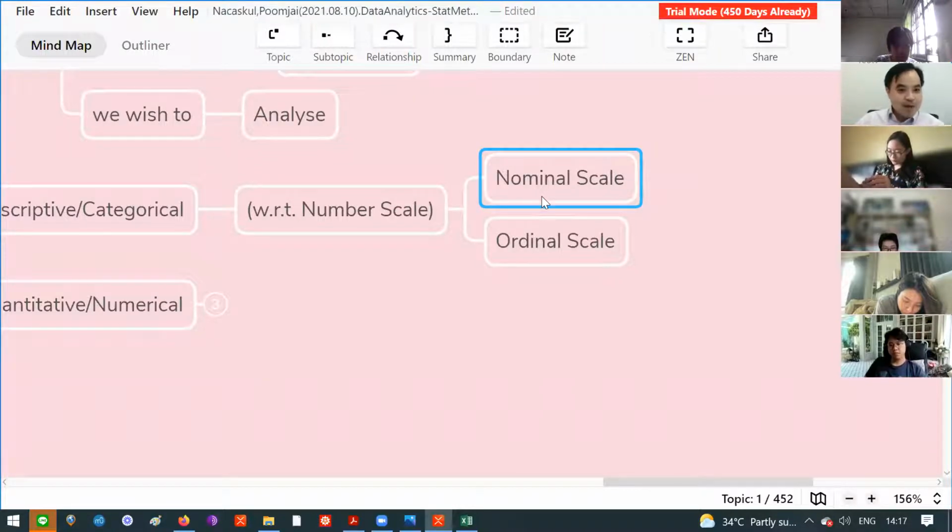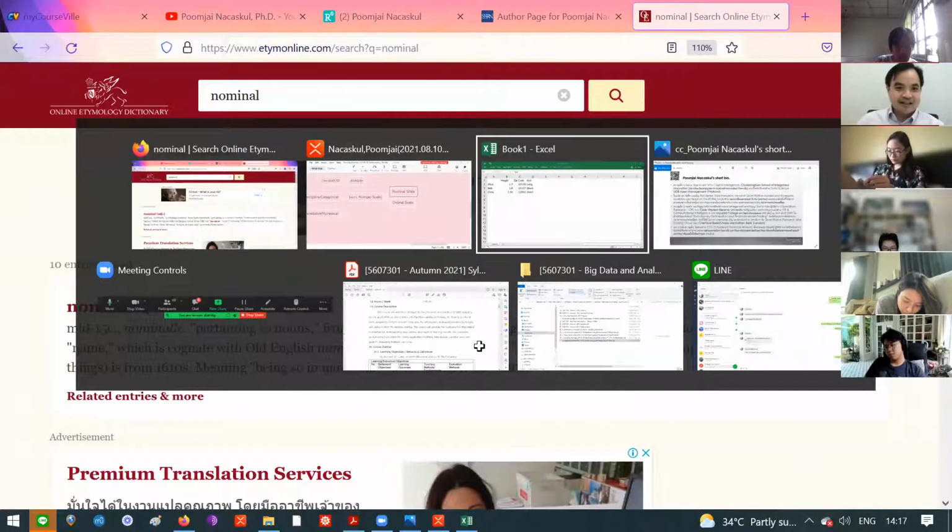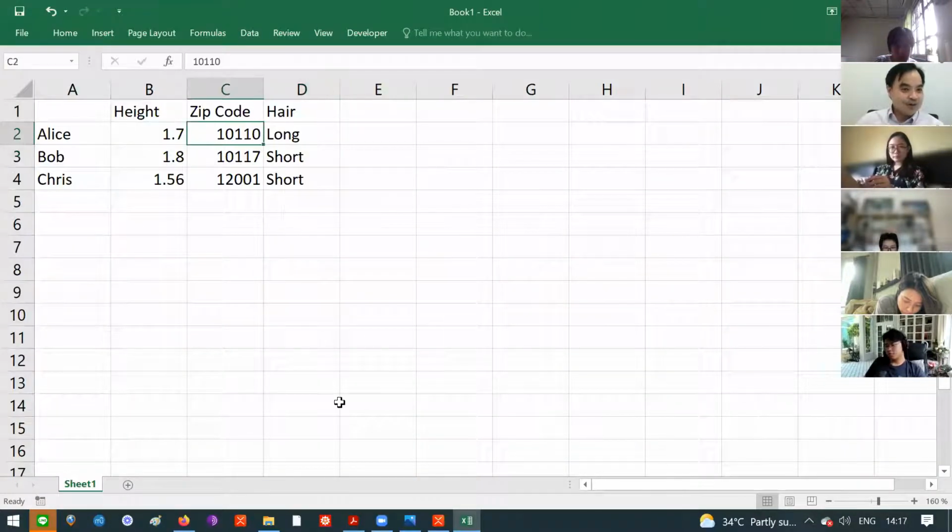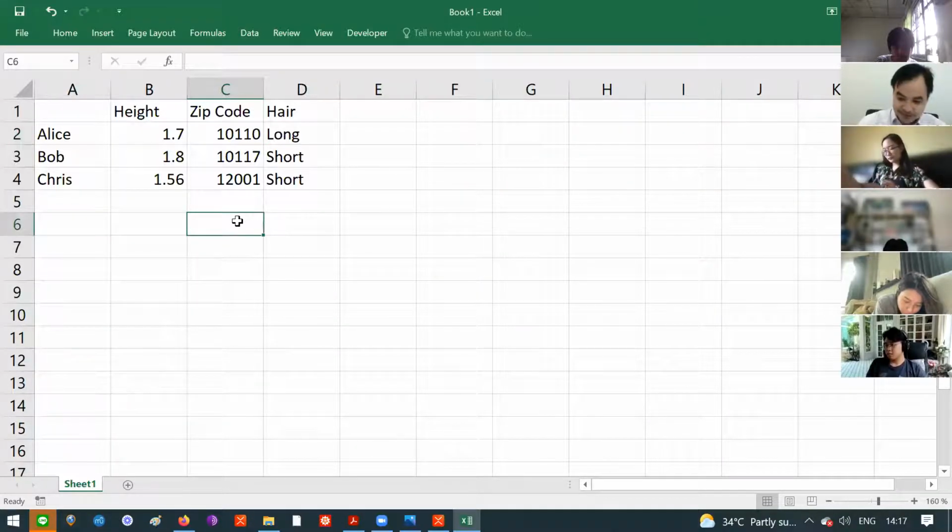Now, can you spot which one is like that in this example? Obviously, the zip code, right? 10110 is just a name. Okay? You know why it's just a name? Because you can't do something like this.